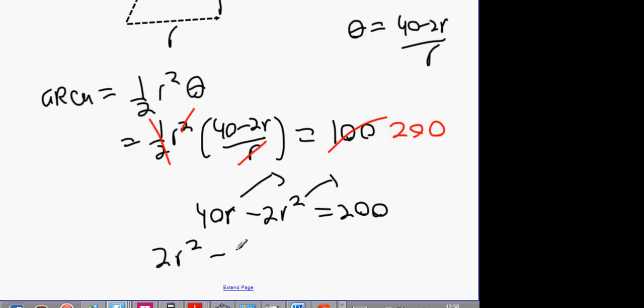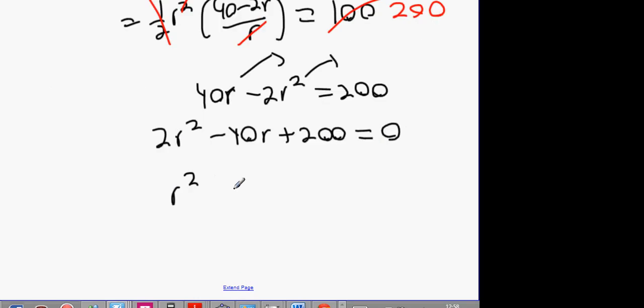2r squared minus 40r plus 200 equals 0. Divide everything by 2. r squared minus 20r plus 100 equals 0.